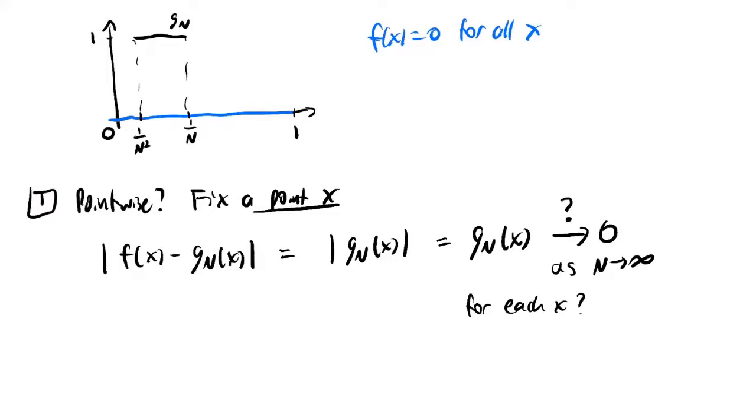Let's imagine that my point x is right here. For this particular choice of n, gn of x is equal to 1, so it's certainly not converging to 0. But notice that I'm allowed to let n go to infinity. As n goes to infinity, 1 over n gets smaller and smaller. And so eventually, if n is large enough, 1 over n is going to be to the left of x, because x is held fixed. And once 1 over n is to the left of x, my function gn is just going to be equal to 0.